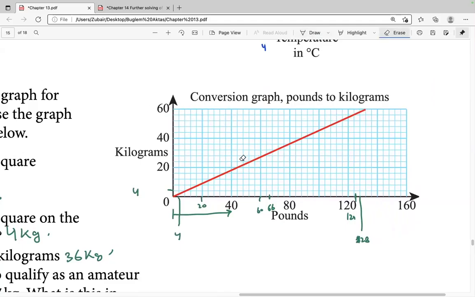So 18 pounds is equal to how many kgs? 36. 18 pounds. 18, 18.